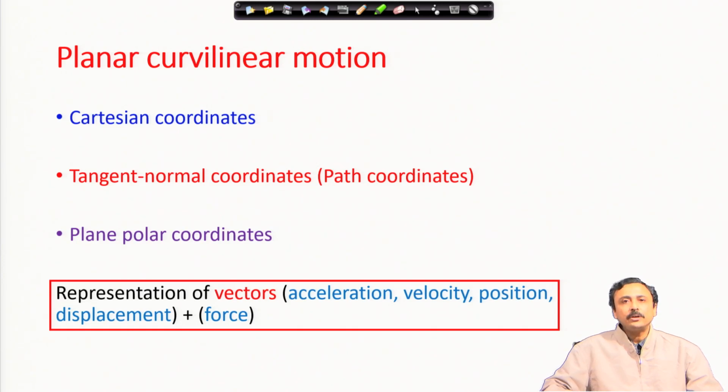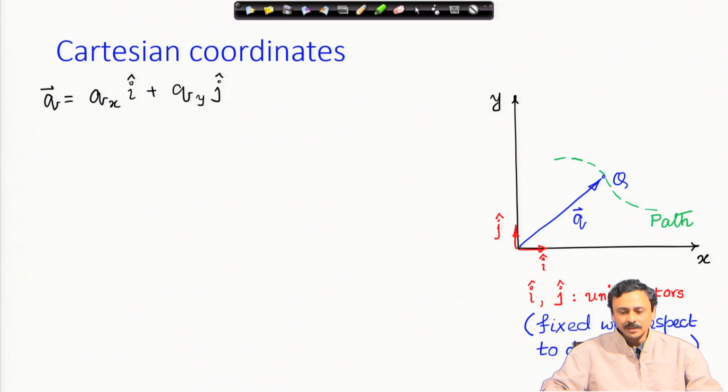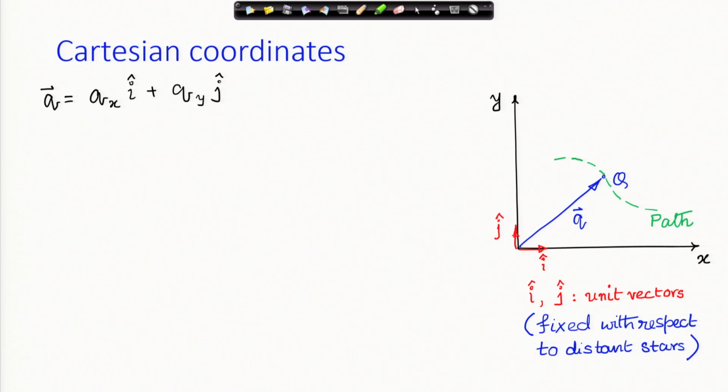Now, where do you require this? I mean, why do you need these coordinate systems? Essentially to represent vectors, various vectors, acceleration, velocity, position, displacement, etc. and force. When we come to kinetics, we are going to use these coordinate systems to also represent force, but right now we are discussing kinematics. So, acceleration, velocity, position, displacement. So, Cartesian coordinates are straightforward. I mean, these are discussed right from schools. So, I will make a few important points here though.